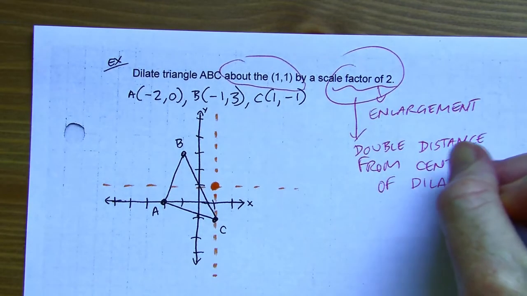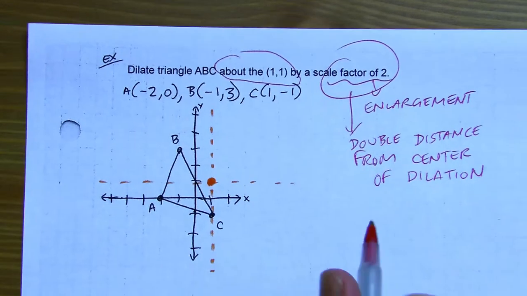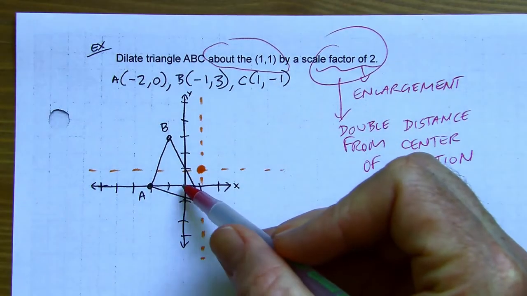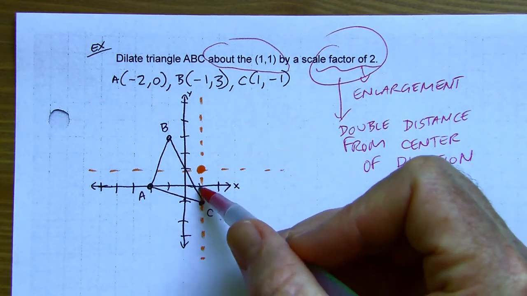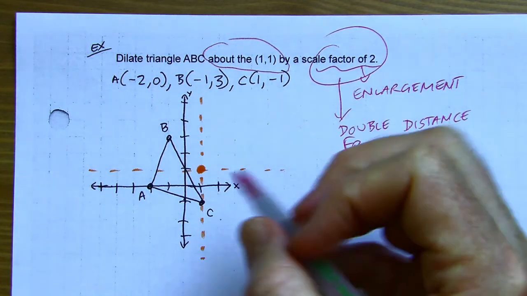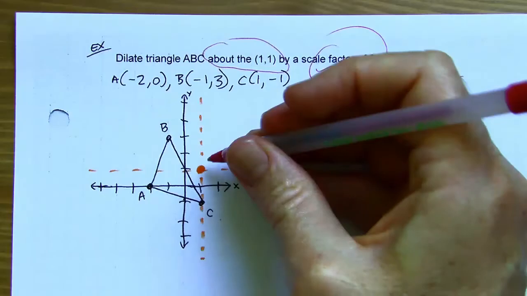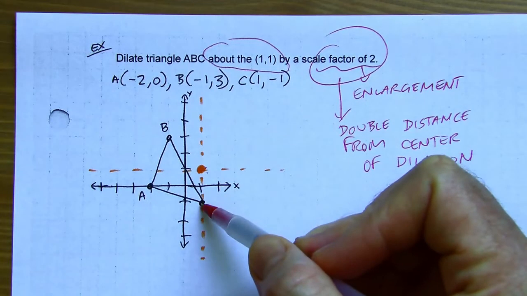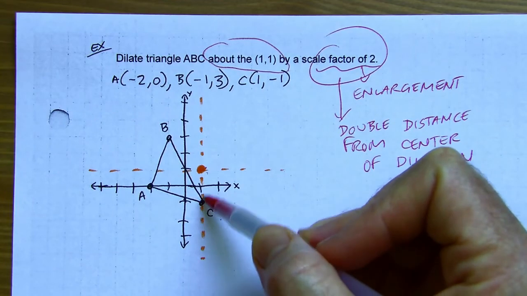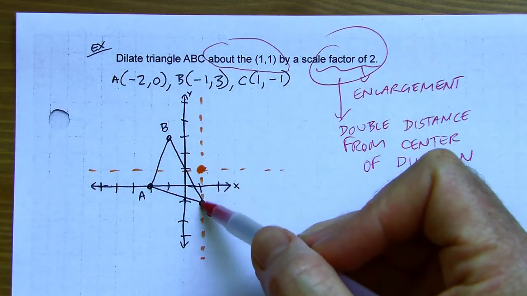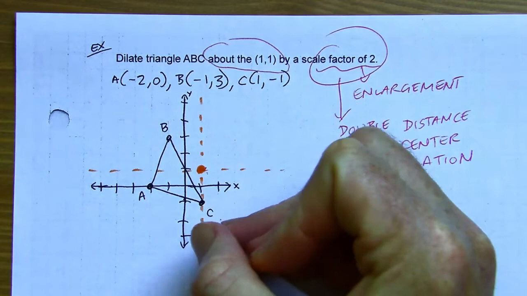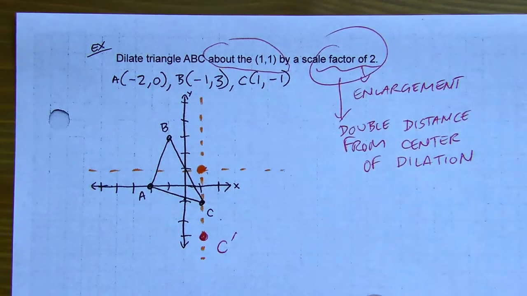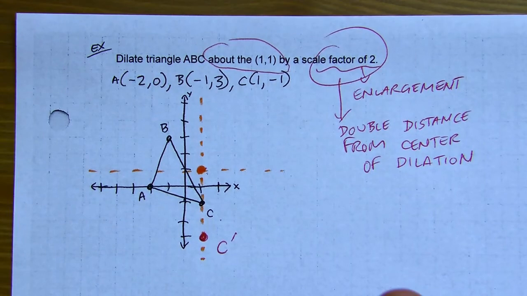Okay, so let's take point C. That's the easiest one to work with here. If I was dilating about the origin, it'd end up down here somewhere. Instead of at 1, -1, it'd end up at 2, -2. But I'm looking at the distance from the center of dilation, which is right up here. So I can see that's 2 units directly south of the center of dilation. So I'm going to double that distance. Instead of going 2 units south, I'm going to go 4 units south, and that's where C prime is going to end up.